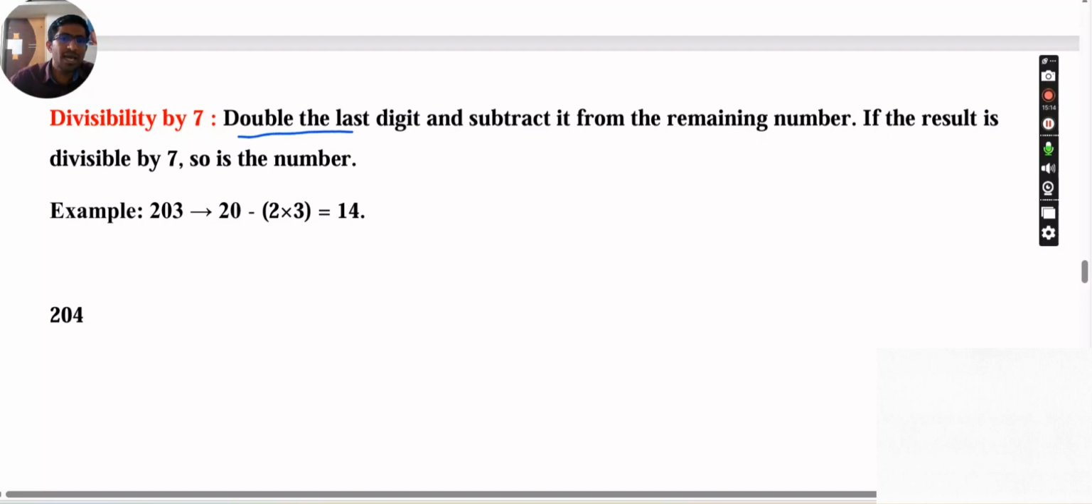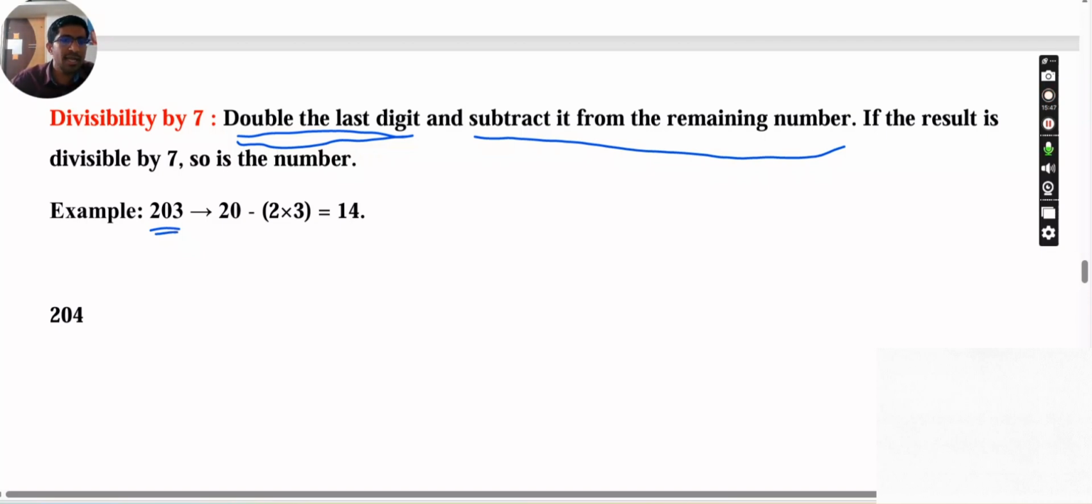Double the last digit. Only understand this statement. Double the last digit. If any number is given, we have to double the last digit only and subtract it from the remaining number. And if the result is divisible by 7, so is the number. So if that subtraction is divisible by 7, then we can say that the whole number is divisible by 7.